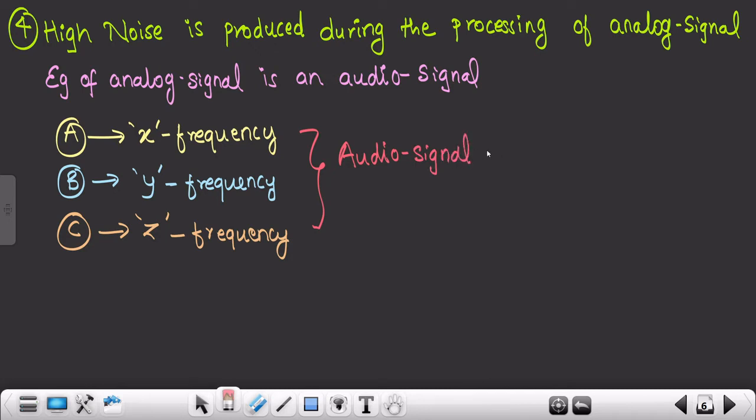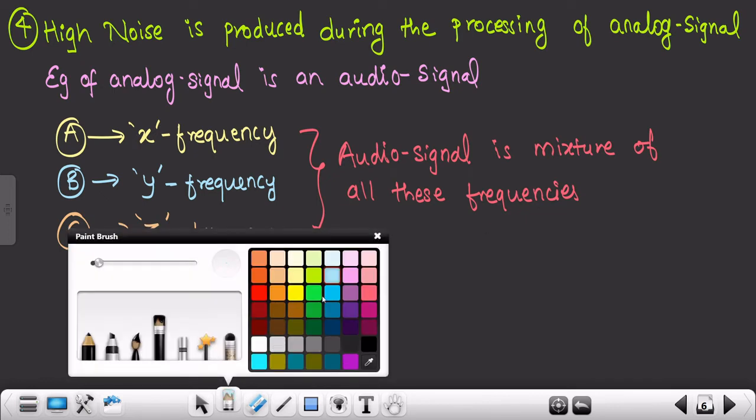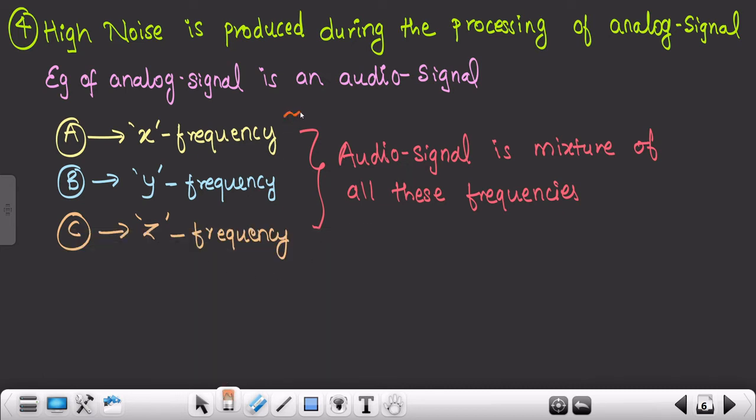And obviously our audio signal is a mixture of all these frequencies. These frequencies add up, and thus it creates noise. What I meant to say is, let's suppose X frequency is something like this, Y frequency is something like this, and Z frequency is something like this. When we add them up, we get this kind of signal.